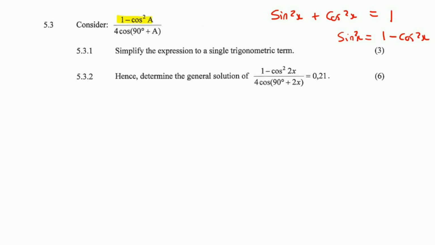So you see what we have here is 1 minus cos squared x, and here we also have 1 minus cos squared x. So what we can see then is that this 1 minus cos squared x, we can replace with sin squared x. So we can replace this with sin squared x, and so that's going to be equal to sin squared x at the top. Then at the bottom, we have a cofunction.